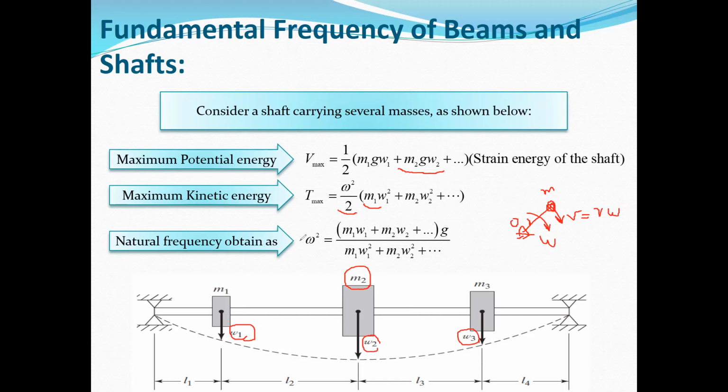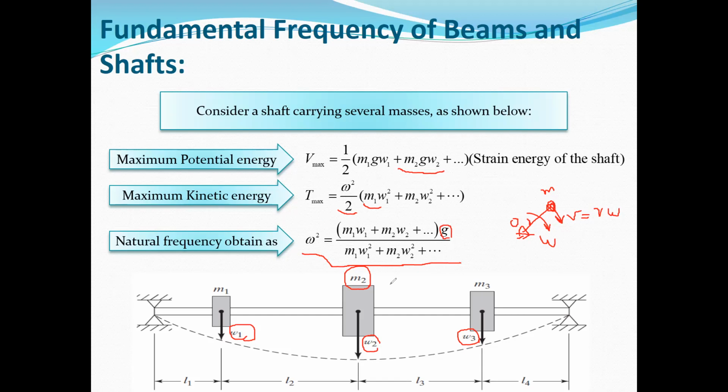Again, from Rayleigh's method you can extract a relation for omega squared as a function of m1 and w1, and also g, which is 9.8, the gravitational acceleration. So by using this equation you can obtain the fundamental natural frequency for a shaft, for a continuous system.